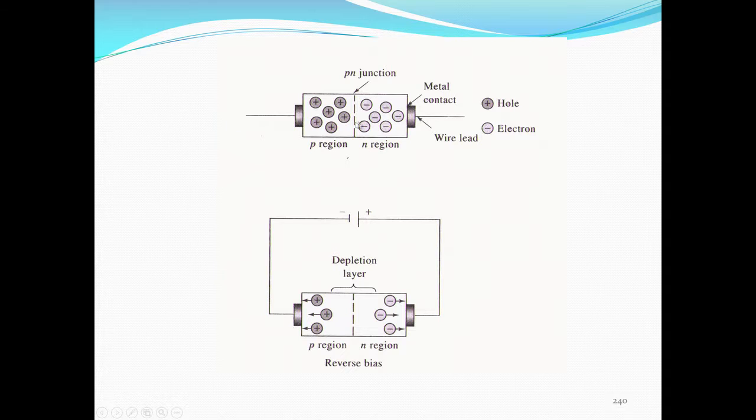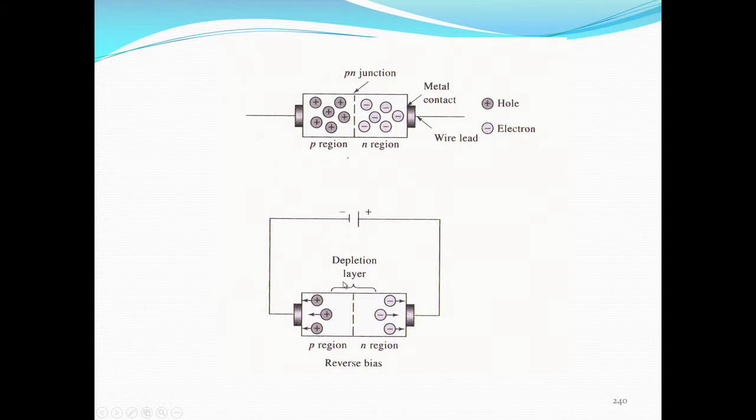So, whenever there are these two contacts at the end, in the top figure I am talking about, there is a wire lead, and then there are holes in the P region and electrons in the N region. Whenever an electron leaves, it leaves a positively charged hole, so it is known as a hole. The holes will travel towards the anode, and the electrons will travel to the cathode, and there is a depletion layer in between.